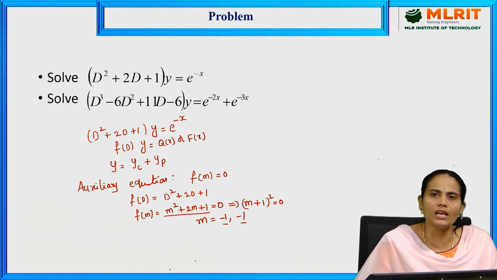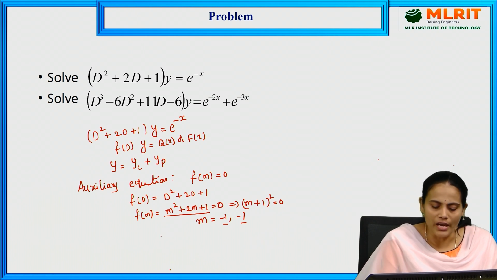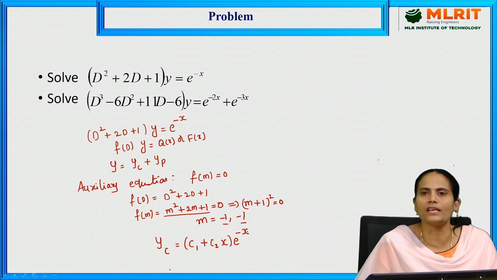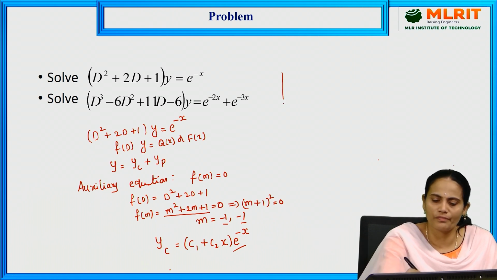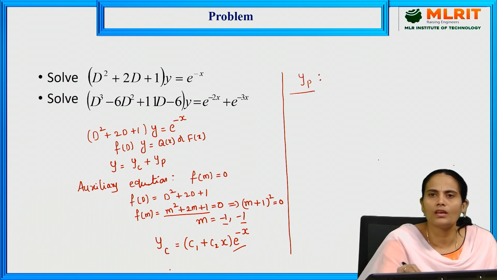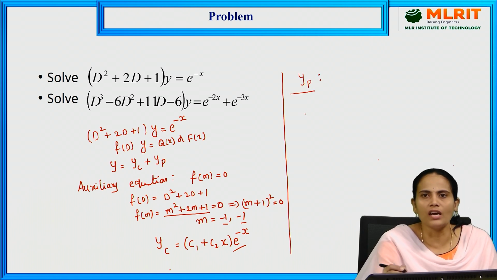If it is a real and repeated root, then to write the complementary function, yc is equal to (c1 plus c2x) into e power minus x. So this is the complementary function when the roots are repeated twice. And next, to find the particular integral.